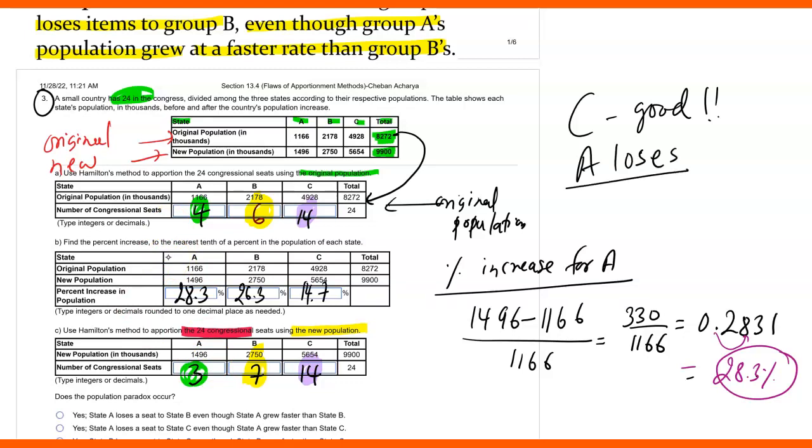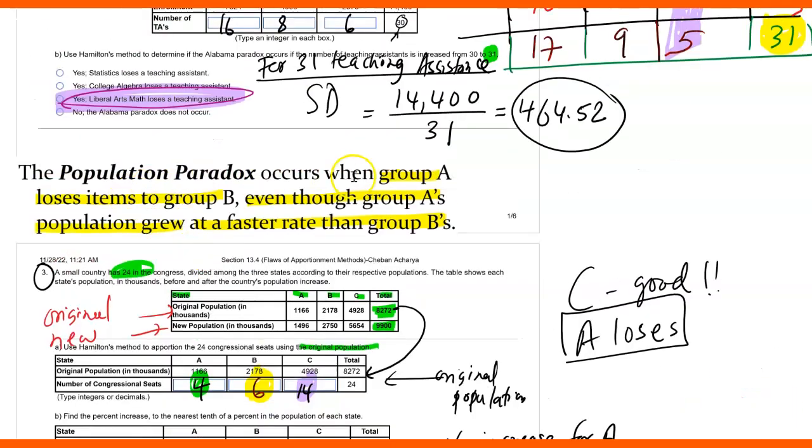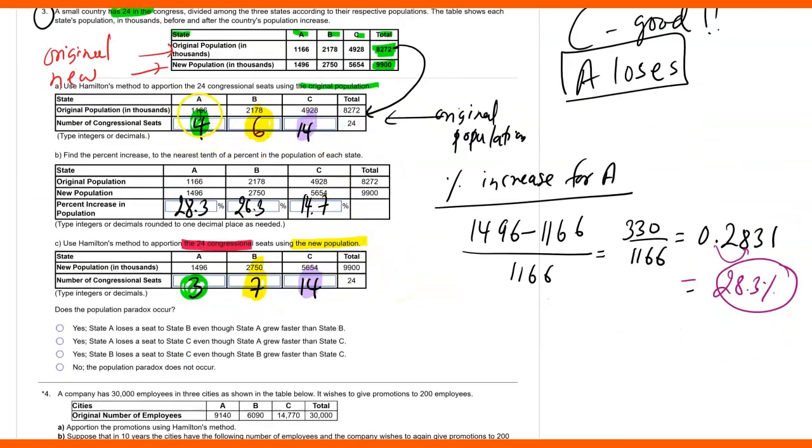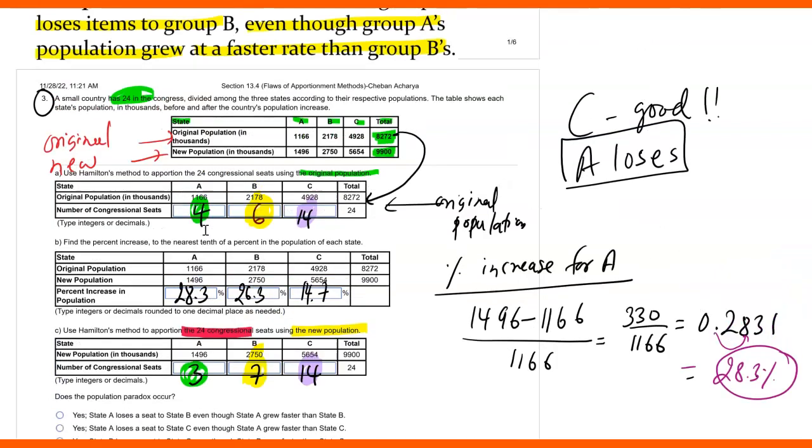A loses. Right? Is that the paradox? Let's see. Even though A is growing faster, and it loses, yes, because the question is, when a group loses the item to group B, even though the group is growing faster. Yes, this happens here because look, the population of A increases at a rate of 28.3, with B at 26.3. Therefore, A is growing faster than B, but A still loses the item or quota. That's the paradox.